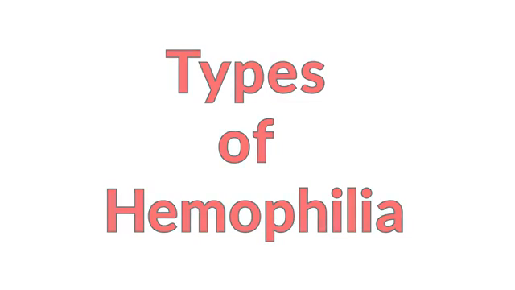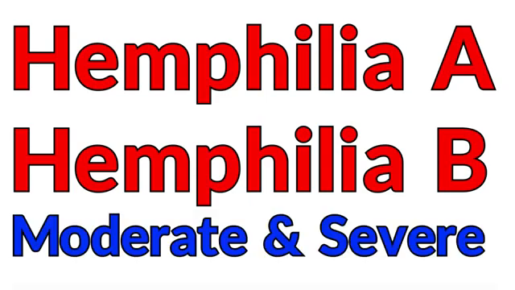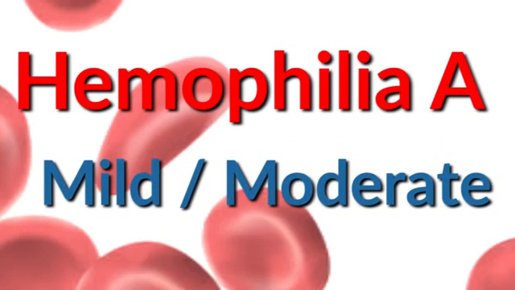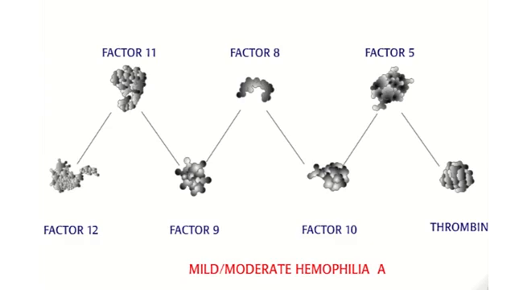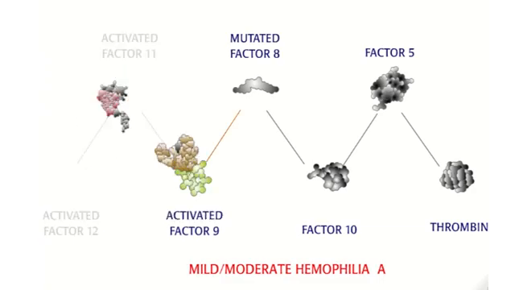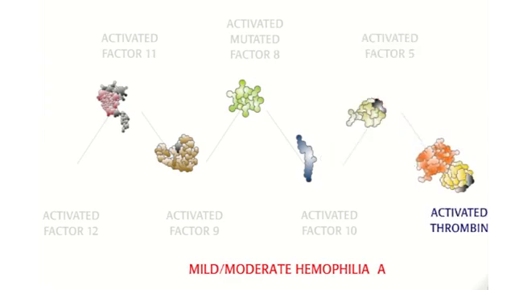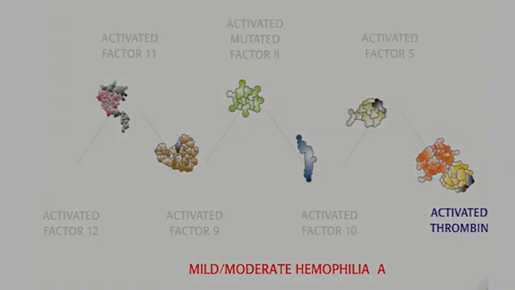There are two main types of hemophilia, hemophilia A and hemophilia B, which are further divided into mild, moderate and severe types. Hemophilia A. Mild or moderate hemophilia A. In mild or moderate hemophilia A, factor 8 is present but has a slightly dysfunctional shape that sometimes doesn't fit into the next molecule. Because the mutated factor 8 sometimes succeeds in activating factor 10, people with mild or moderate hemophilia A do not bleed as long when injured and only rarely, or never, bleed spontaneously.